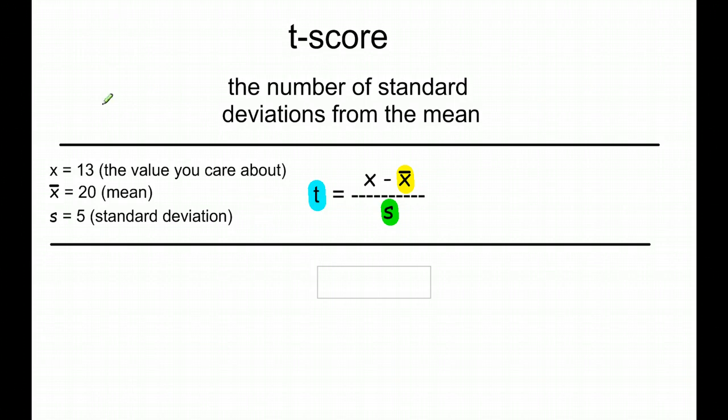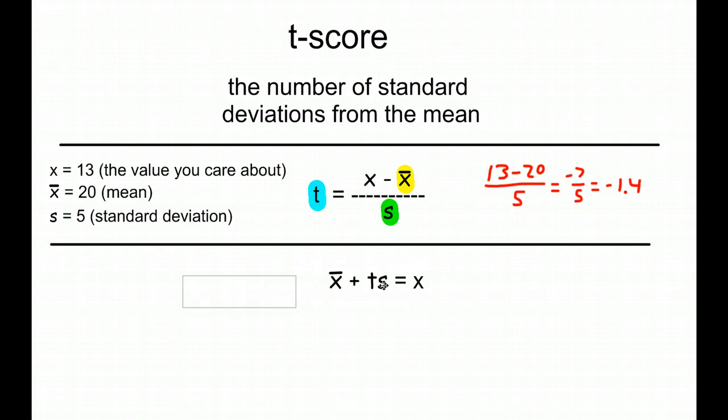So now we just need to pop in these values. The value we care about is 13. Our mean is 20, so we subtract 20. And then we divide that all by our standard deviation of 5. So we get -7 over 5, which is -1.4. So our t-score is -1.4. Again, like normal curves, when you have z-scores, you can work backwards. If you're given a t-score, you could always work back to a value by multiplying it by the standard deviation and adding the mean to get back to an x value. So if that ever comes up, same general approach.